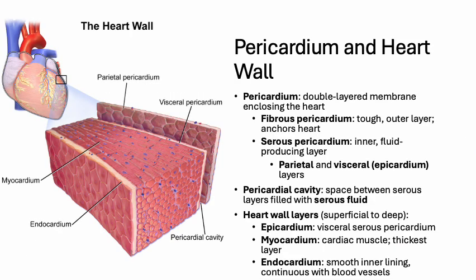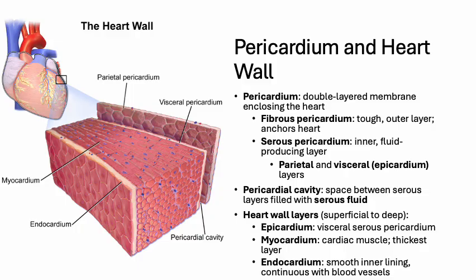To understand how the heart is protected and structured, we need to look at both the pericardium and the 3 layers of the heart wall. Starting with the pericardium, this is a protective sac that surrounds the heart. It has 2 main parts. The fibrous pericardium is the outer layer and is made up of dense connective tissue that helps anchor the heart to the thorax and prevents it from overexpanding as it fills with blood.